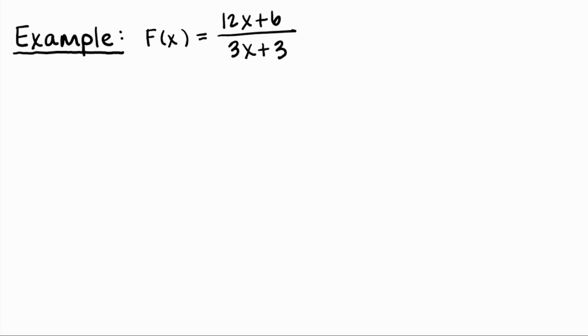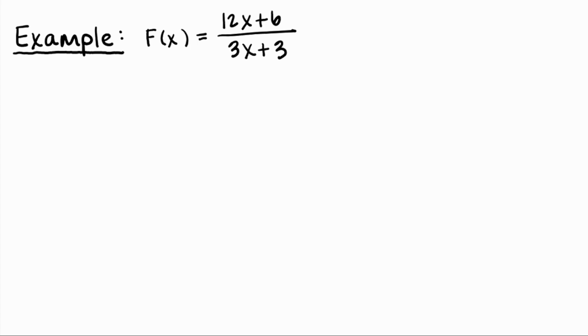Now we're going to talk about a different type of function, a function that's kind of like linear on top and linear on bottom. And we're going to eventually rewrite this and see that it can be written as something that we'd be really familiar with. I can see that this can be simplified, like I see that there's a factor of 3 on top and bottom. But for the sake of the example, I'm going to leave it the way it is.